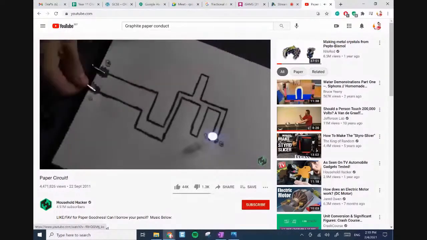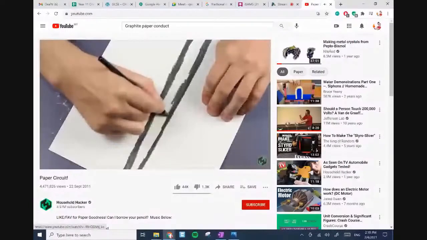They're not particularly good conductors because the layers are all kind of smudged over each other.